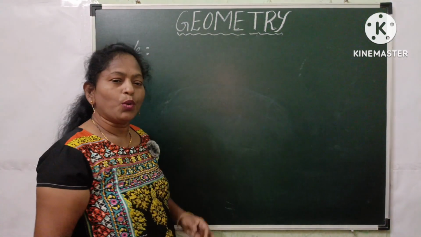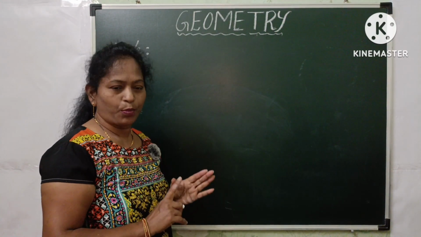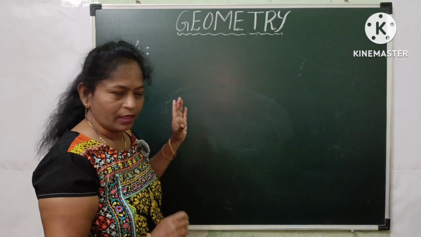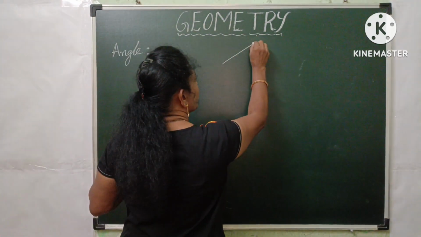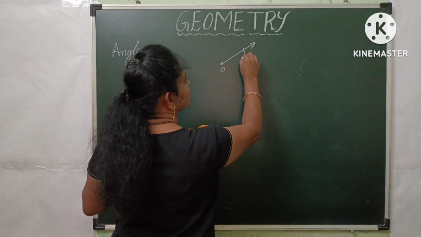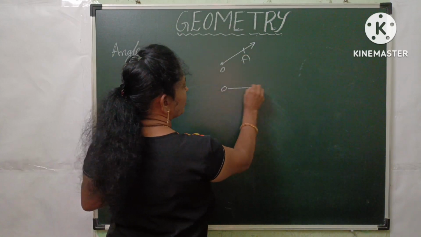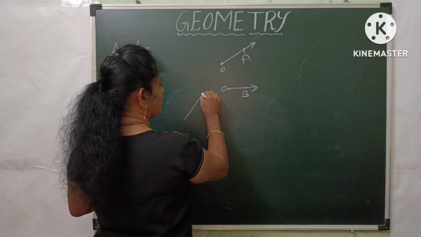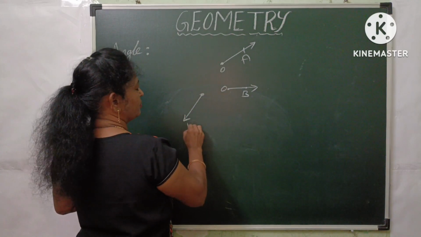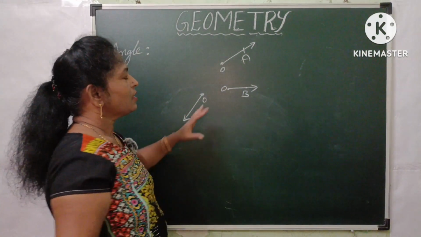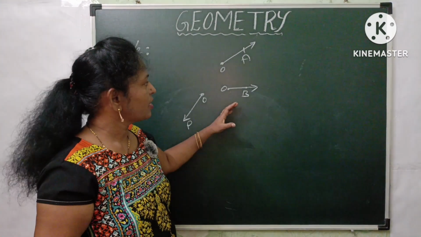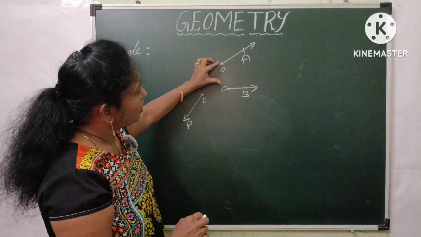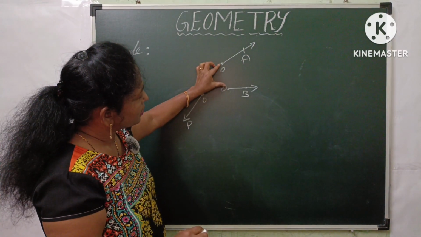Angle means two rays having the same initial point, or the same common point, then it forms an angle. Suppose OA and OB and PO. These are three different rays on the same plane. If you join these points, the starting point is there.